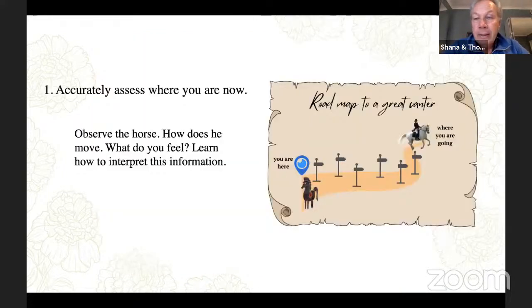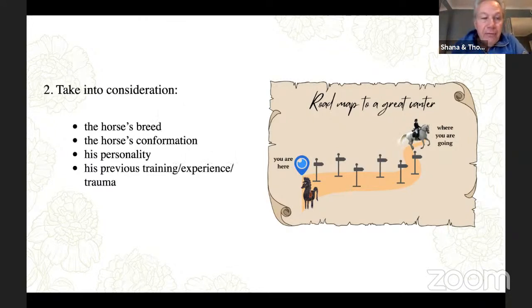So you have to evaluate where you are now, right? You have to observe the horse, and then how is he moving? What does that feel like? How balanced is he? How straight? How supple? How much impulsion does he have? How well does he listen to your seat and aids? Then you interpret that information. So basically, the stream of data that comes in is then filtered through the theoretical framework that we have.